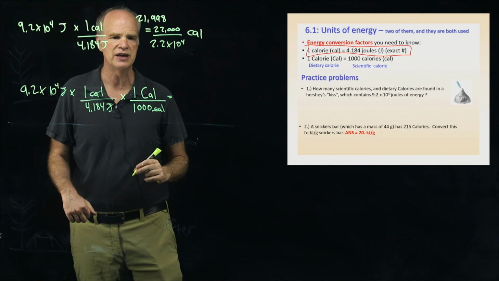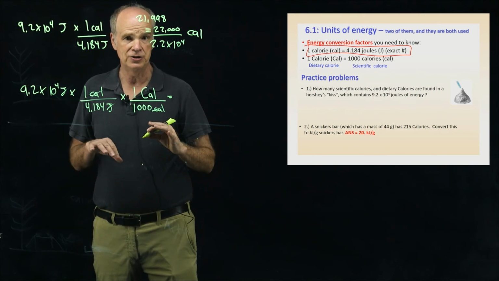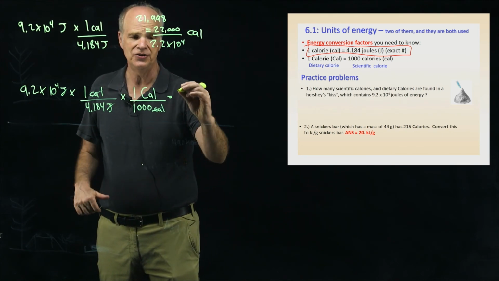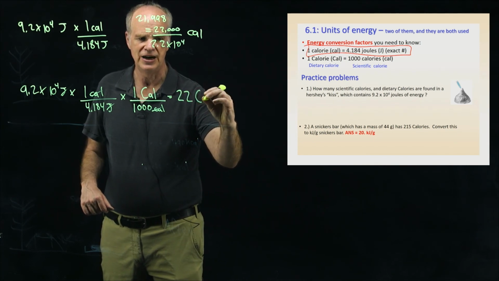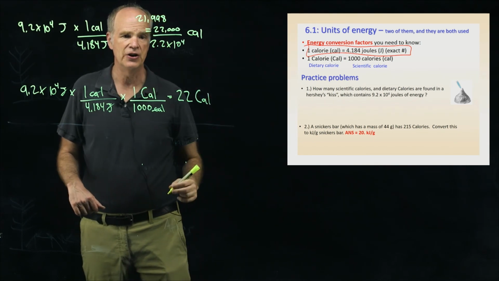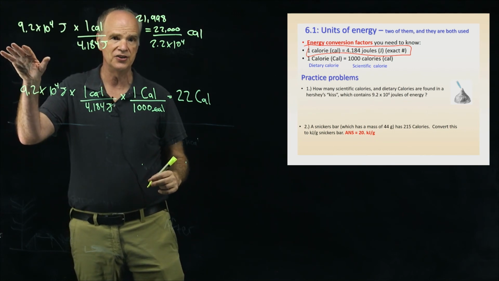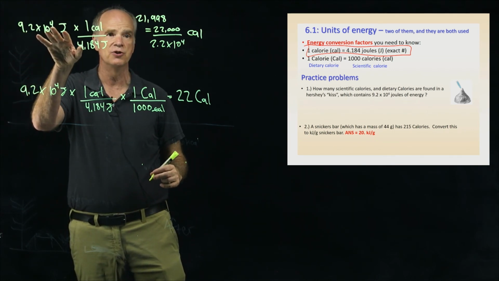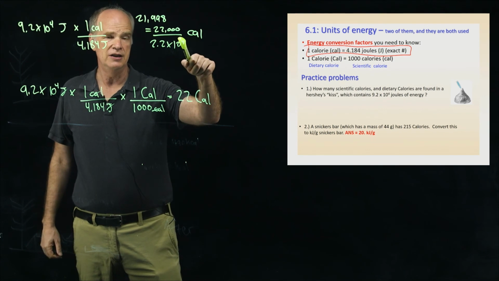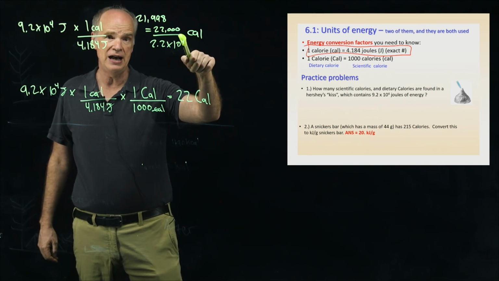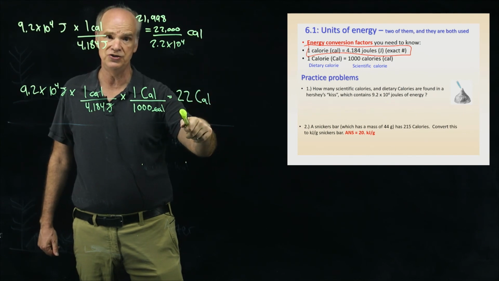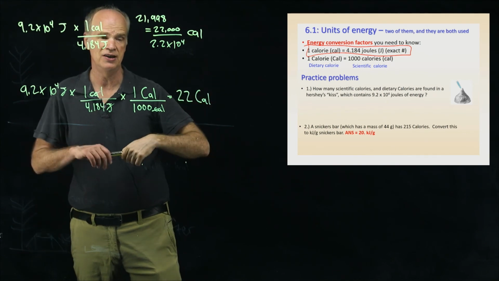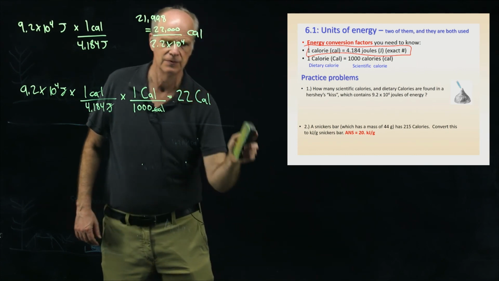And I think if you work that out, rounded to the correct number of significant figures, then the answer you should get is going to be 22 dietary calories. So very importantly, a Hershey's Kiss has 9.2 times 10 to the 4 joules, which amounts to about 22,000 regular scientific calories, which is 22 dietary calories. Okay, so let's move on to the second problem.